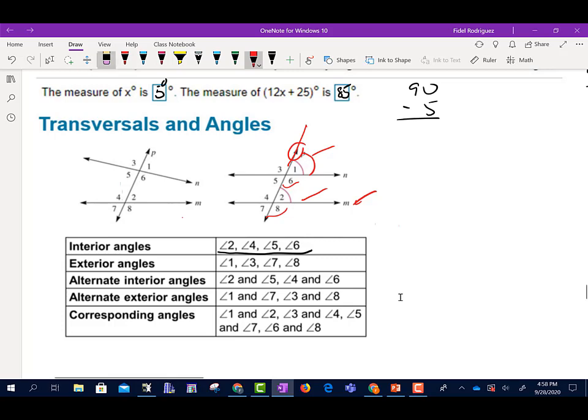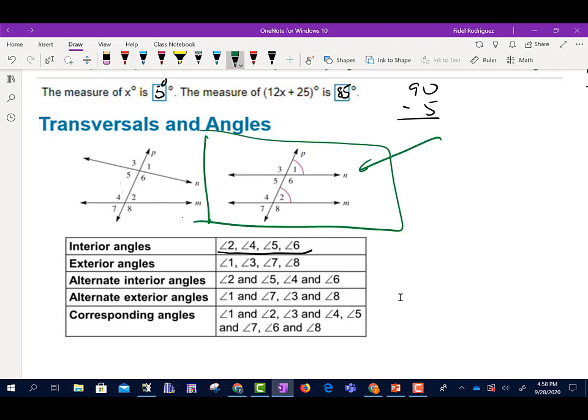Now, guys, one thing I want to mention. When we're dealing with parallel lines, which is what we have in this case here, N and M are parallel, then these angles are going to be congruent, okay? Which ones are going to be congruent? My alternate interior. These will have the same measure, and these will have the same measure. And then alternate exterior, those will have the same measure, and those will have the same measure.